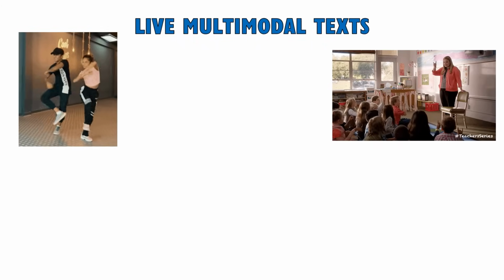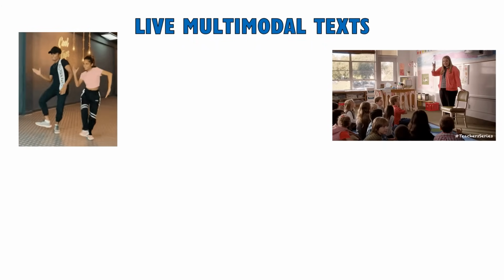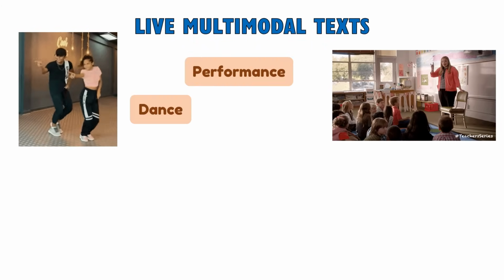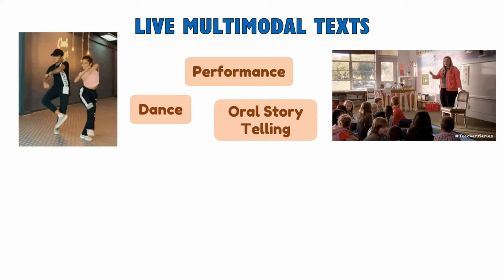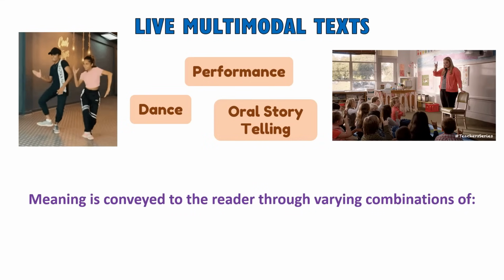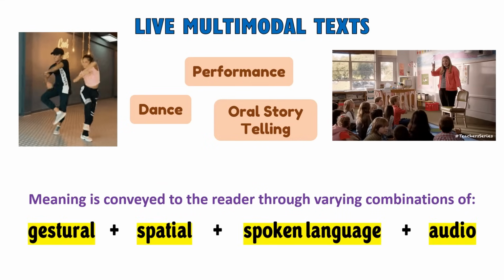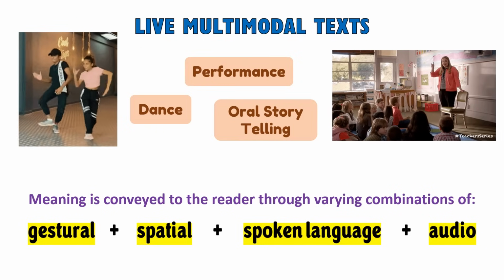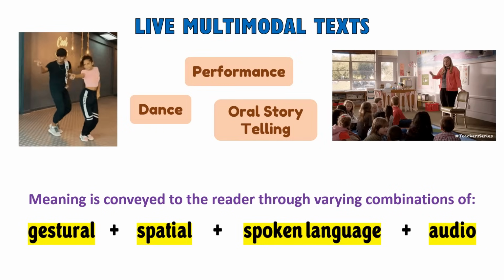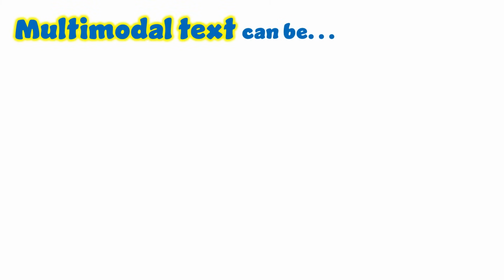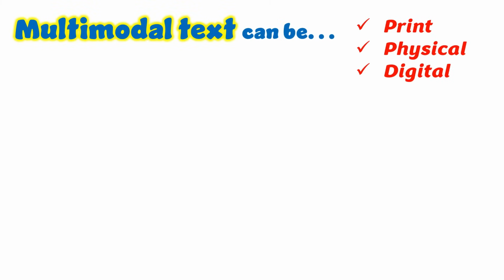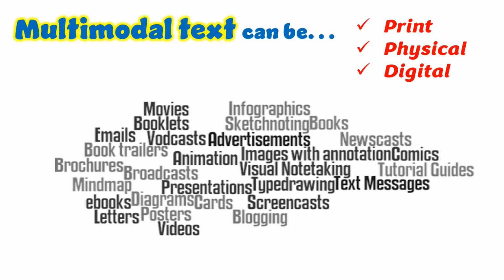We also have live multimodal texts, such as dance, performance, and oral storytelling, which convey meaning through combinations of modes such as gestural, spatial, spoken language, and audio. Multimodal text can be print, physical, or digital. Here are some examples of types of multimodal texts.